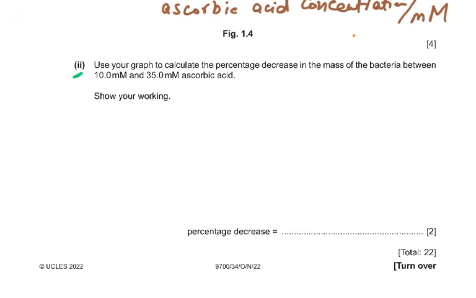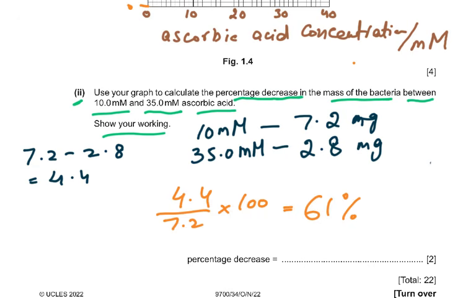And the last part of the question was: use your graph to calculate the percentage decrease in the mass of the bacteria between 10 millimoles and 35 millimoles of ascorbic acid. Show your working. Percentage decrease. What is the formula for percentage decrease? Now it says you have to calculate. So for 10 millimoles, it was 7.2 milligram, and for 35, it was 2.8 milligram, whatever it is from your graph. So 7.2 minus 2.8 is 4.4. 4.4 divided by 7.2, the original, times 100 is equal to 61%.